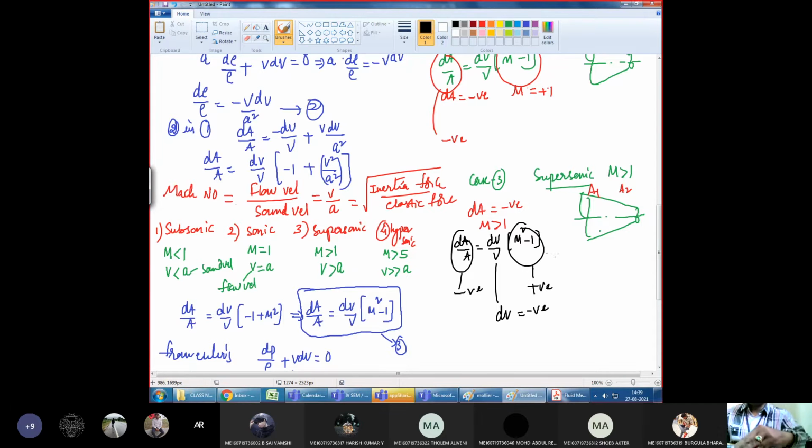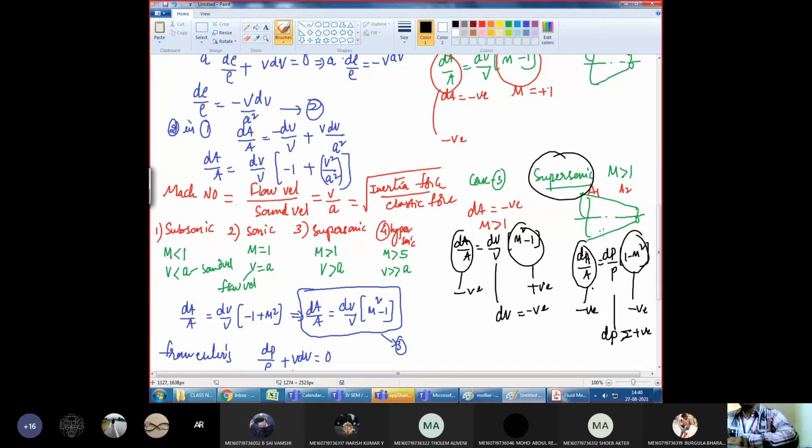Velocity is decreasing. Now we will see the pressure relation. dA by A is equal to dP by P into 1 minus M square. Here dA by A is negative. When Mach number is greater than 1, this is also negative. So dP will be positive. Though this is a convergent portion, for supersonic flows it is used to increase the pressure and decrease the velocity.